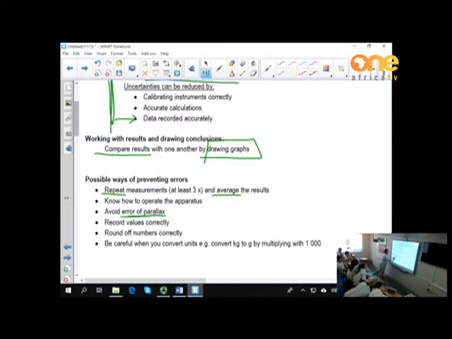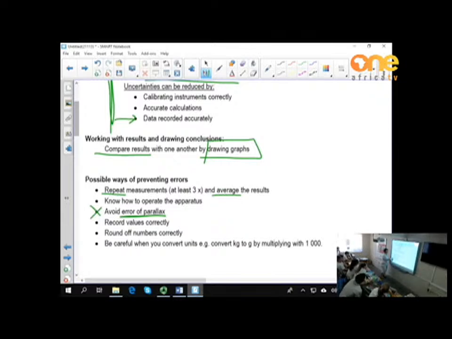Avoid the error of parallax. That's a very common error that we make when taking volume readings, mass readings, balance readings, etc. Many of the newer instruments have got a digital display, and that to a large extent avoids the error of parallax. Okay, because it's easier just to take the digital reading.